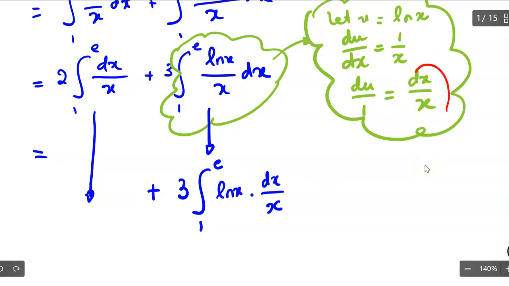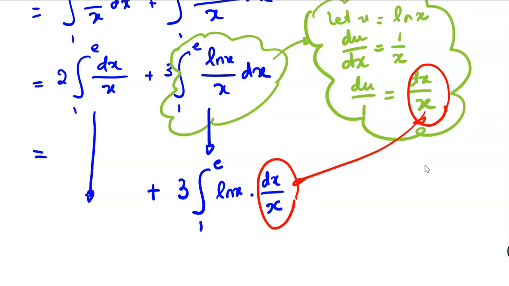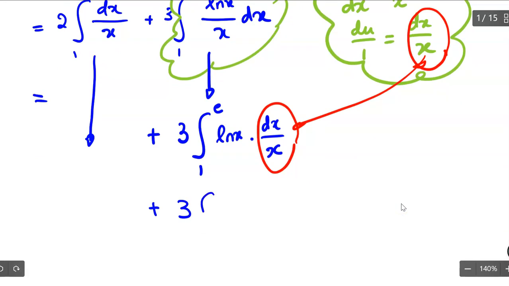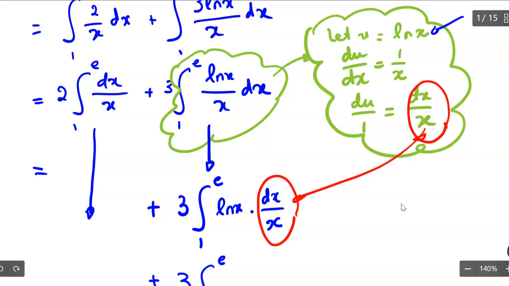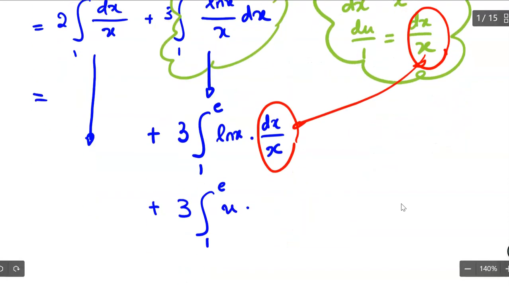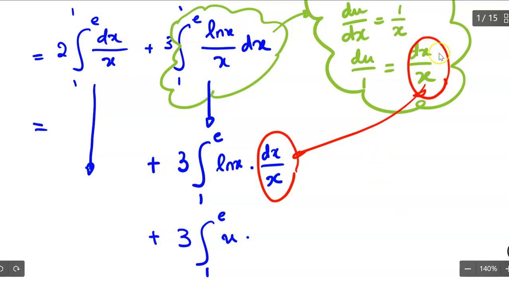now this one is the same as that. You see, it is the same. So you want to substitute that with the du. So now it will be a du, but you let u equal to ln x already. So in this case, what you have is 3, the integral from 1 to e. Ln x is now your u, and your dx over x will be equal to du over 1. So in this case, I just put du.